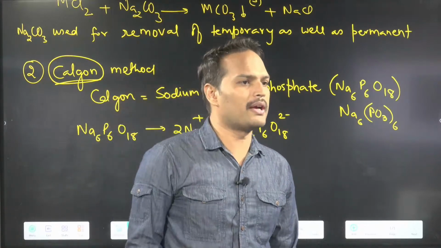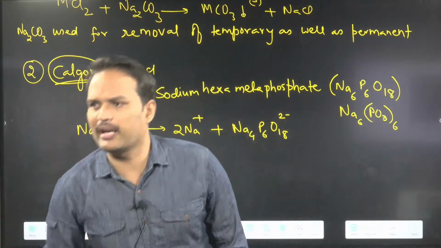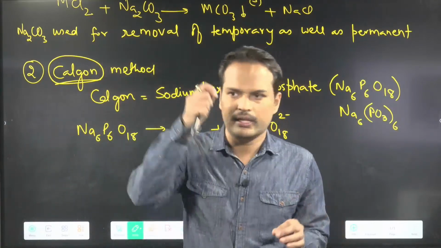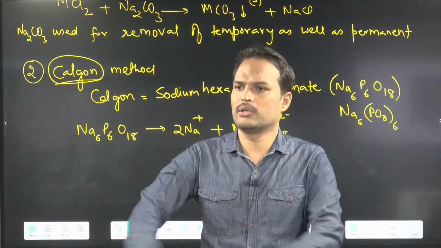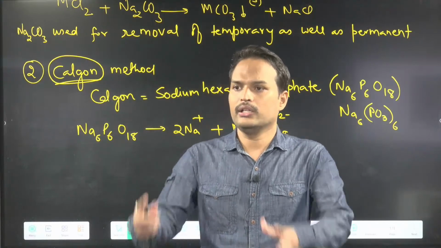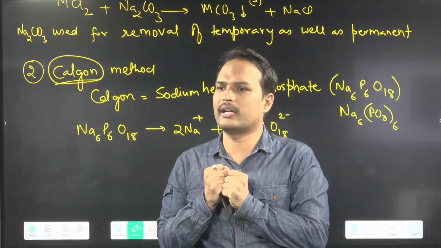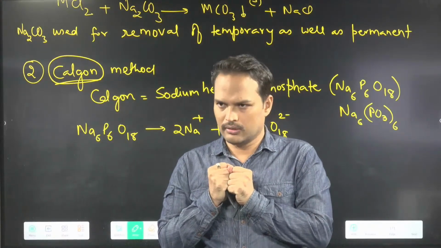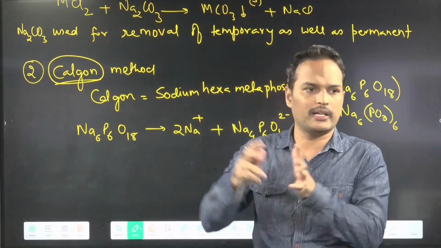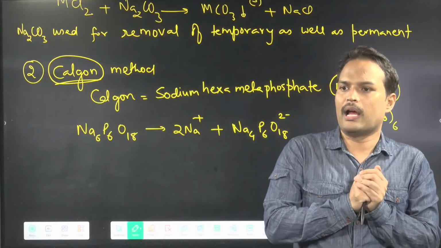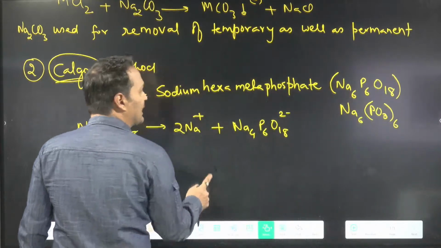Clear? Now there are two methods. Either you precipitate calcium and magnesium, so remove them from water, or you trap them. You trap calcium and magnesium so that they cannot go and connect with soap. Okay? Trap it. If you are not able to form a precipitate, you trap it and don't let it react with soap. So this is the method where we are trapping it.